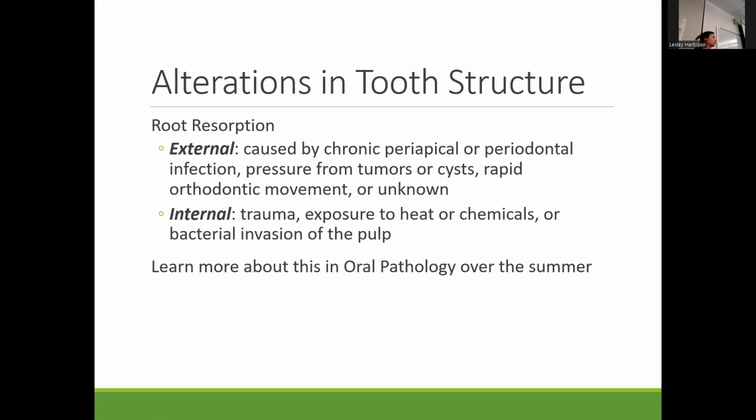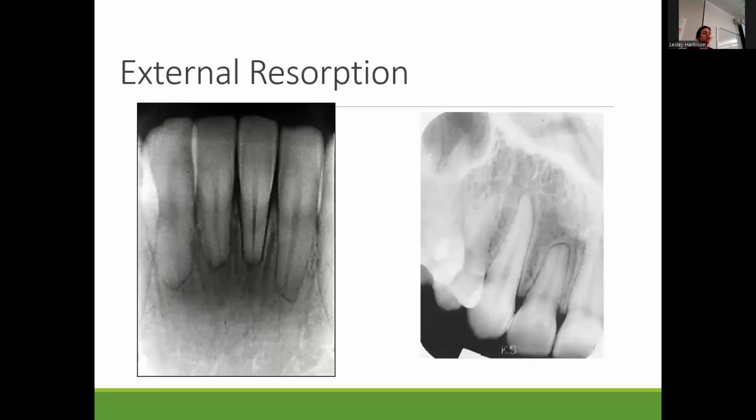A lot of times they try to stop both of those processes with root canals, but it doesn't always work, and sometimes they have to end up extracting the tooth. And you'll learn more about that in oral path. So here's just some pictures. This might be from rapid orthodontic movement. If they put too much pressure on the tooth and try to move them too fast, they can resorb the roots. That's probably one of the biggest iatrogenic causes of it. And then other than that, it could be trauma.